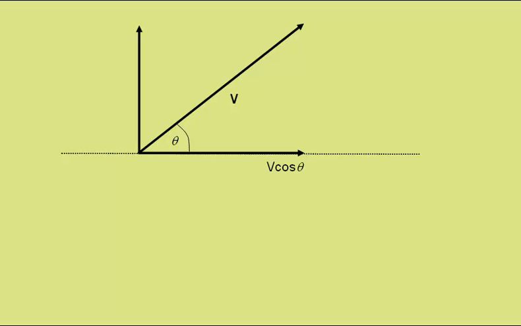In a more general case, if we have a vector v and we want to find the horizontal component going across an angle theta, like this, well, the horizontal component will be v cos theta. The vertical component v sine theta.